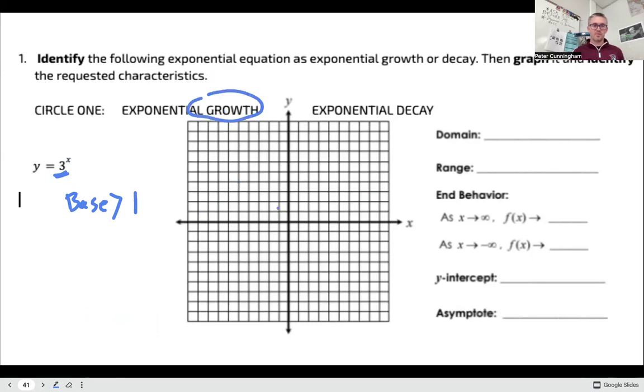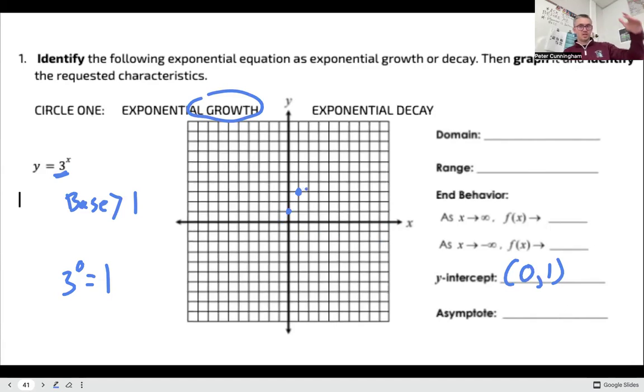So that would mean that we would start not at 3, but at 1. 3 to the power of 0 equals 1. So that takes care of my y-intercept. I'm skipping ahead to the y-intercept because I want to make sure I have some place to start on my graph. So 3 to the power of 0 is 1. 3 to the power of 1 is 3.